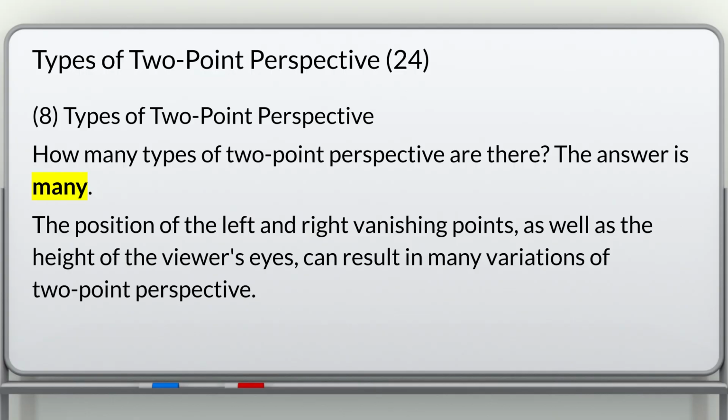I will explain the types of 2-point perspective. How many types of 2-point perspective are there? The answer is many. The position of the left and right vanishing points, as well as the height of the viewer's eyes, can result in many variations of 2-point perspective.